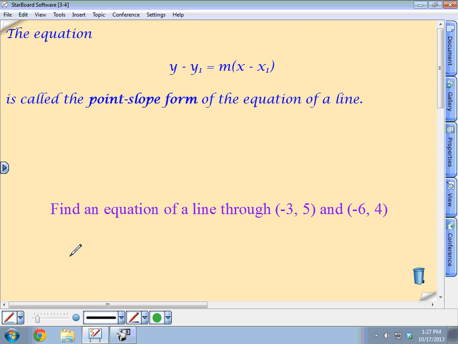Okay. Before I get to this part, who can remember from yesterday? What's the standard form of a line? What's the standard form of an equation of a line? Anybody? AX plus BY equals C.